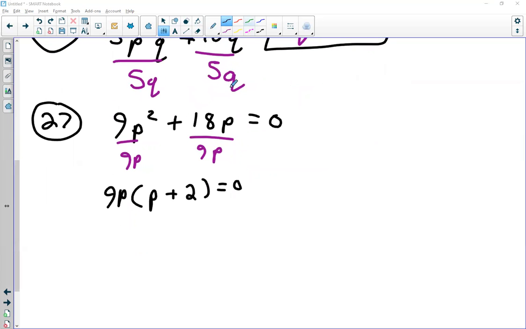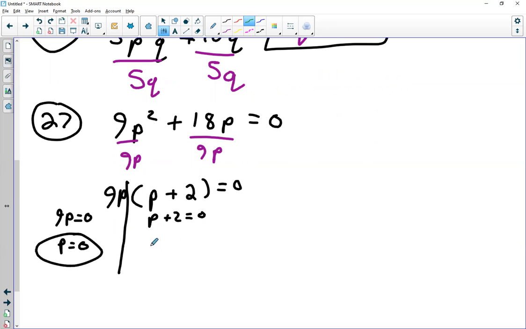Wait a second. We have an equals 0 situation. Split and solve. 9p equals 0 and p plus 2 equals 0. Quick math will show me p equals 0 and p equals -2. We just did the last one, 8.4.